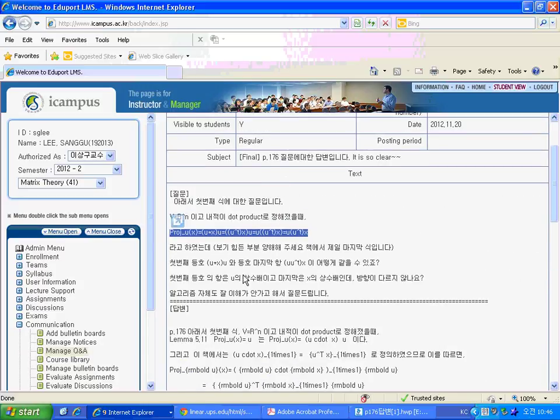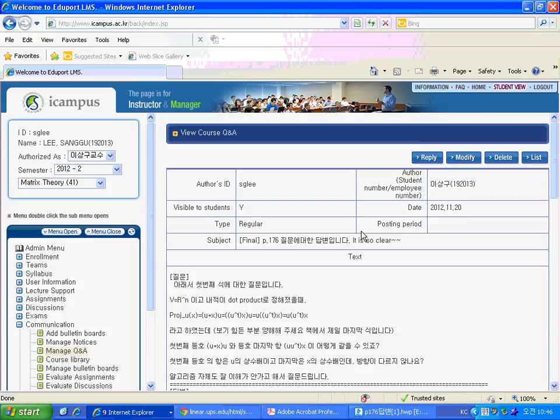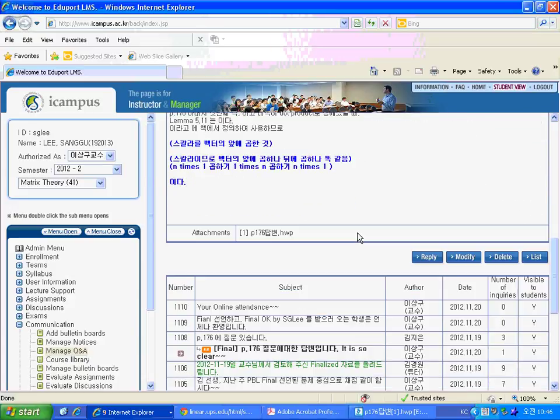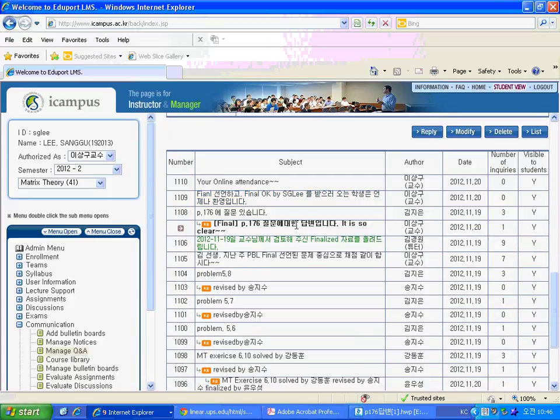The question by Miss Kim was why this projection of x on u can be written in this way. That's what was meant. Jiun Kim, she should understand. Now she must understand it.